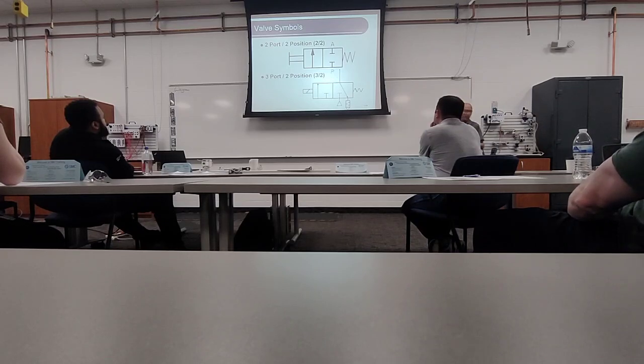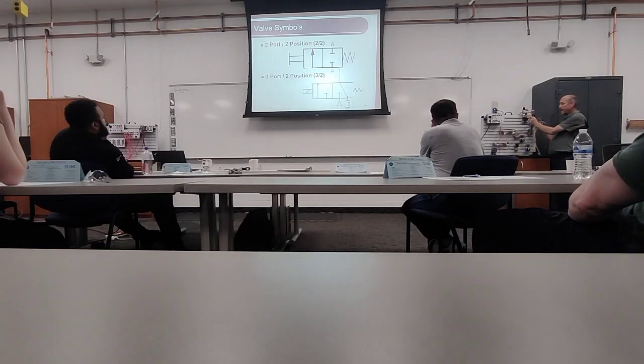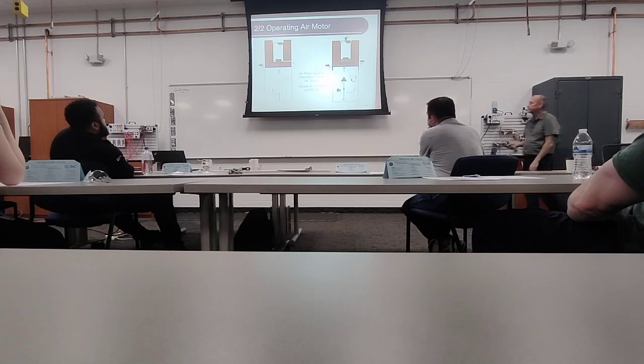And then where do we use 3-2s? Two places. Spring return, you only need one path in and one path out. And then we also use them for vacuum. Put vacuum air in the vacuum tender, then we need to take the air back out to run it.